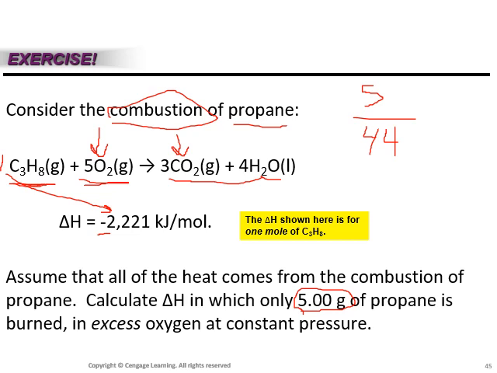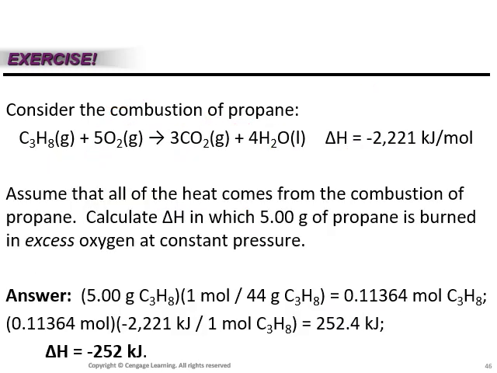So you would go ahead and do that on your calculator. And when you get that number, something like 0.1 something, you would just multiply that times the delta H value here, which is minus 2221, and that will give you your answer. Let's go to the next slide. And next.